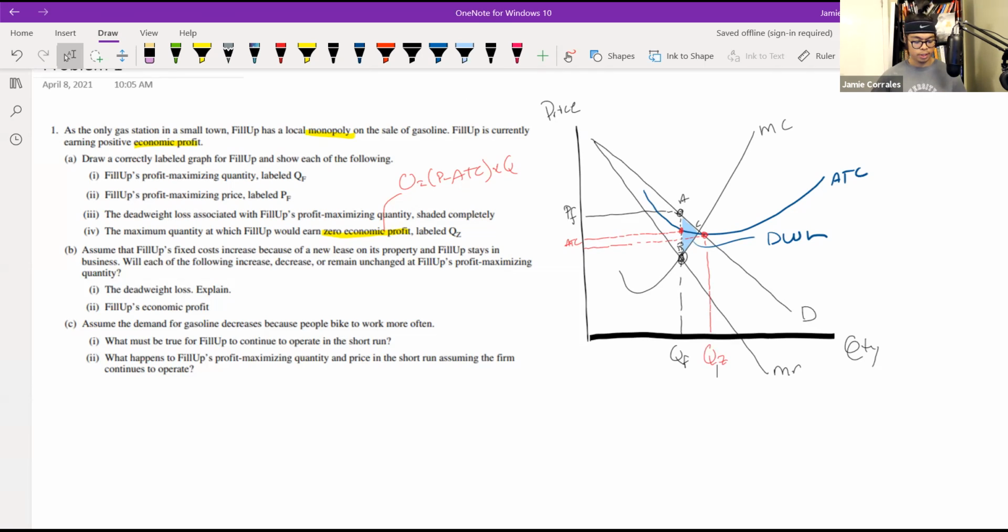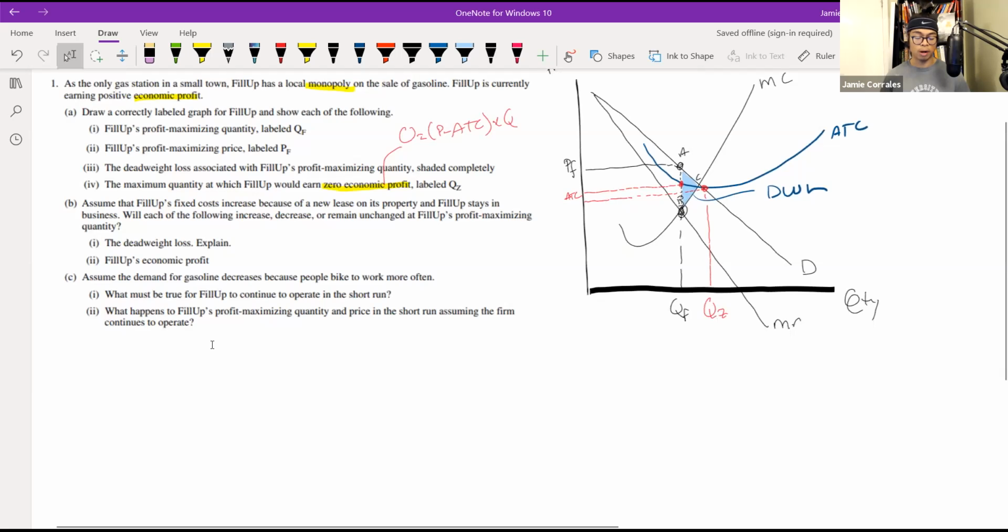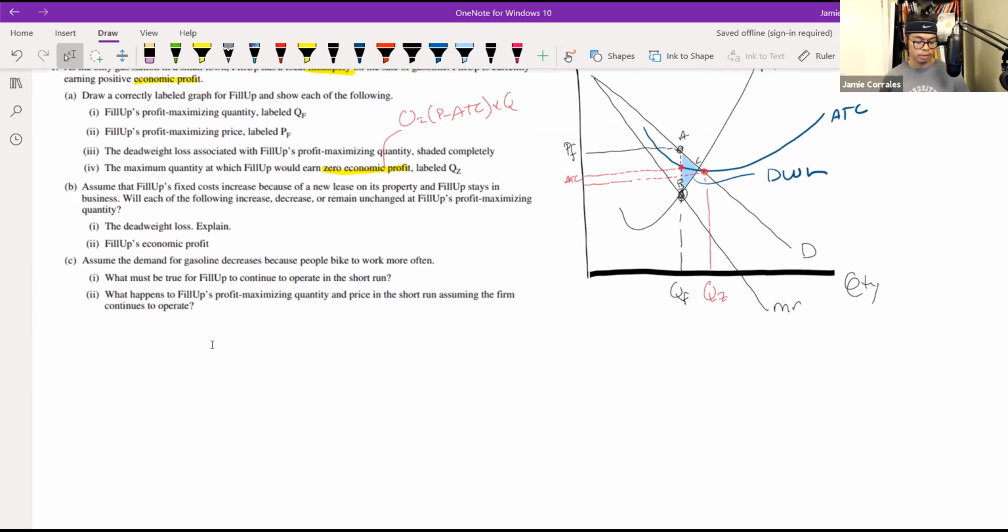Let's move on to B. Assume that Philip's fixed cost increases because of a new lease on its property, and Philip stays in business. Will each of the following increase, decrease, or remain unchanged at Philip's profit maximizing quantity? So the deadweight loss. Does deadweight loss change? No.